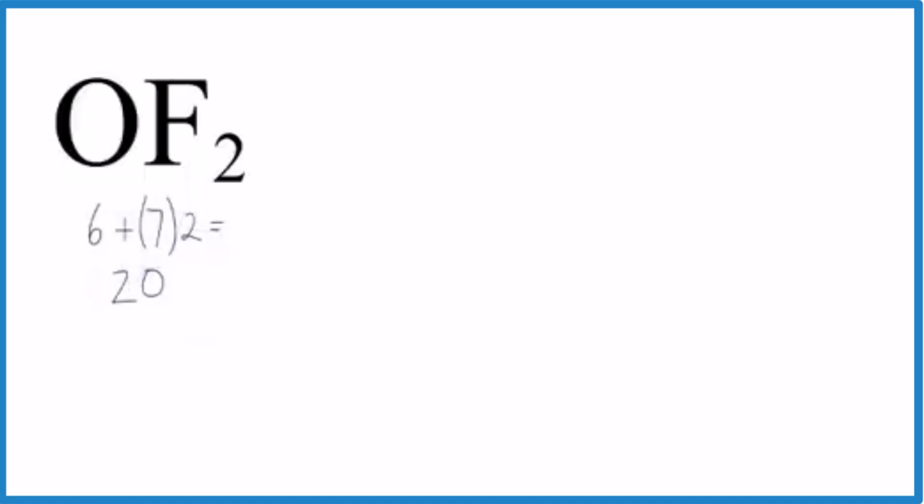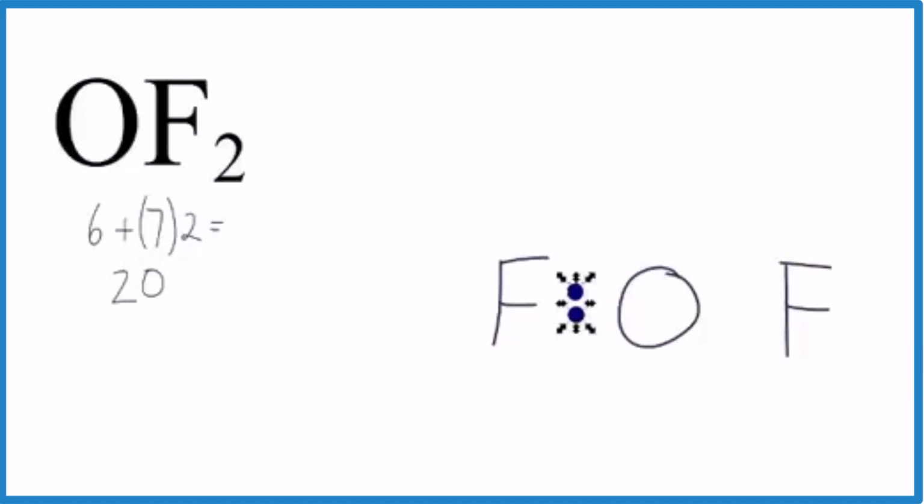Next, we'll put the least electronegative atom in the center of the Lewis structure. That's going to be our oxygen, and then on either side, let's put the fluorine atoms. We'll place a pair of electrons between the fluorine and the oxygen here to form a chemical bond, and then over here. Once we've done that, we'll complete the octets around the fluorine atom. So we'll want to have 8 valence electrons around each fluorine atom.